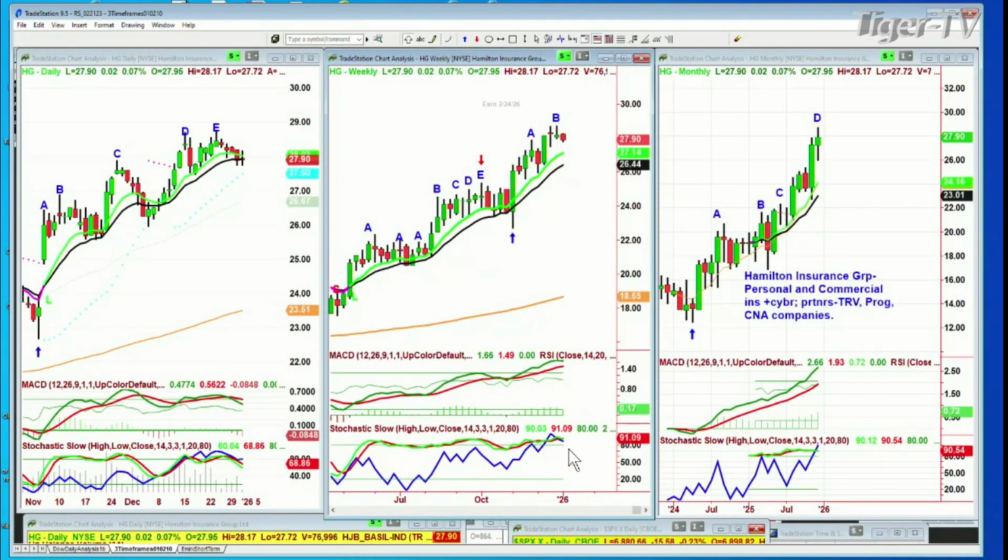The stochastic's flat at 91. On-balance volume was a little bit overbought. MACD's good. Relative strength is good. It's just pulling back a little bit, but it's still good. And the 9 is way over the 14. Price is way over the 9, the weekly. It's at a peak E in the daily chart.